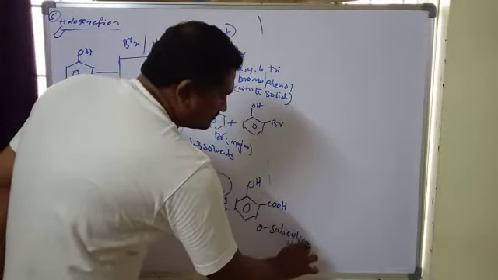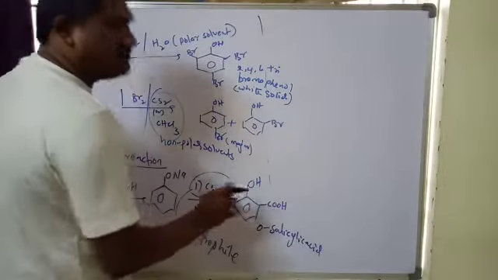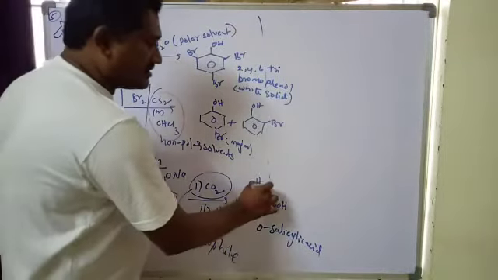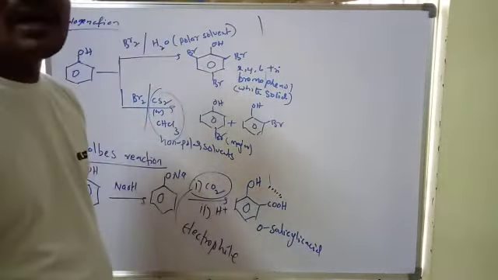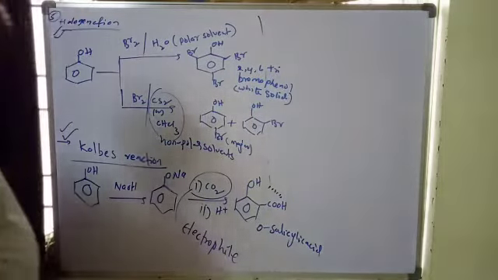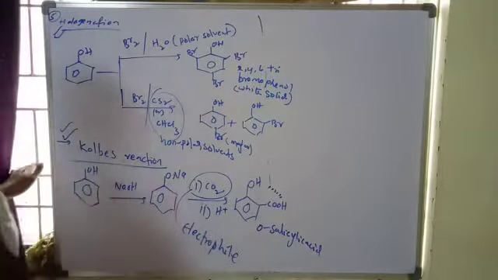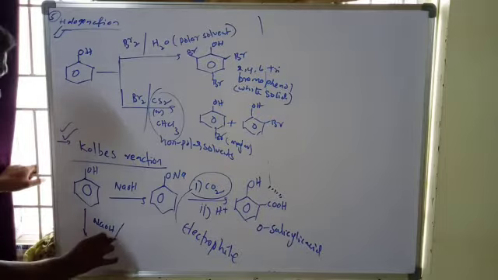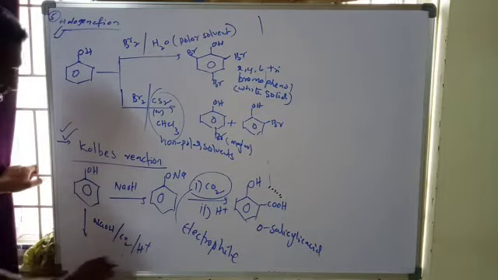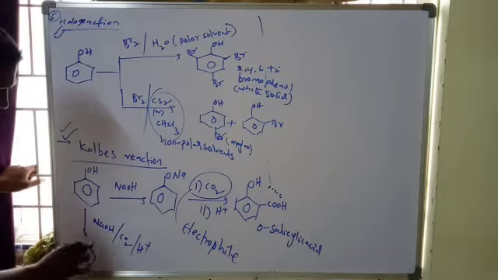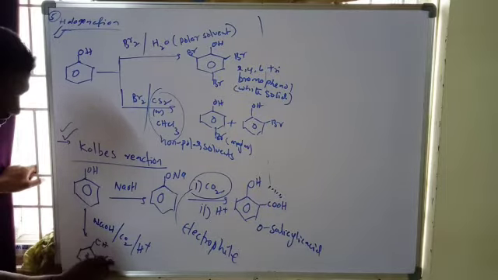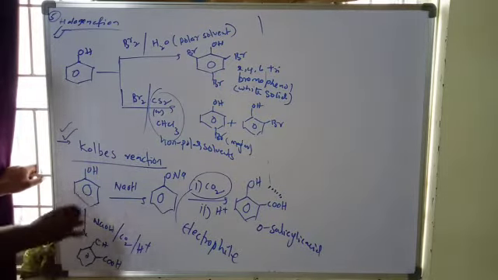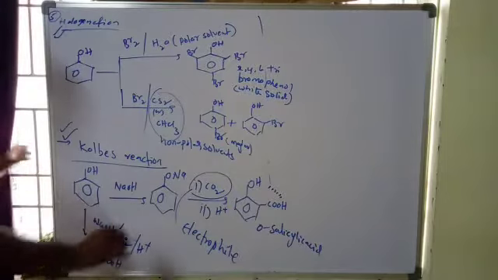Ortho salicylic acid is also called orthohydroxybenzoic acid. The para product is also formed, but that is minor. The ortho is major because of the formation of intramolecular hydrogen bonding. So this is important. They may directly give NaOH, then carbon dioxide and H plus, and ask what the product is. Directly you can take orthohydroxybenzoic acid. In the exam they may give it in either way, but both are the same.